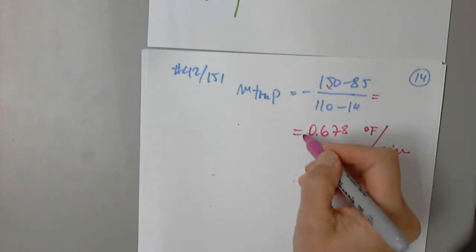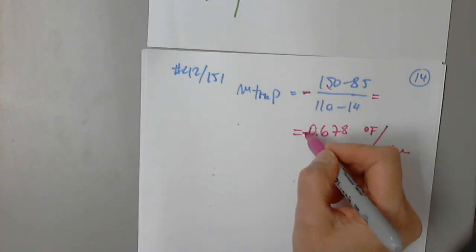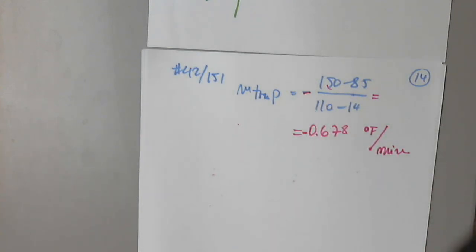It's negative, of course. The temperature decreases at a rate of 0.678 degrees Fahrenheit per minute. If I say decrease, I don't have to read the negative. When? Exactly an hour later after it was taken and put on the counter.